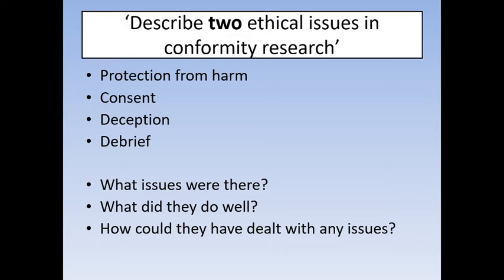So imagine you had this question: describe 2 ethical issues in conformity research. There's a number of things you could talk about with this experiment, and I'm sure many of you can spot these already. First issue is protection from harm. Actually, if you want to challenge yourself, pause the video now and think about these 4 things. What issues can you see, and what did they do well? Did they deal with them well? So pause the video now if you want to challenge yourself and see if you can work it out.